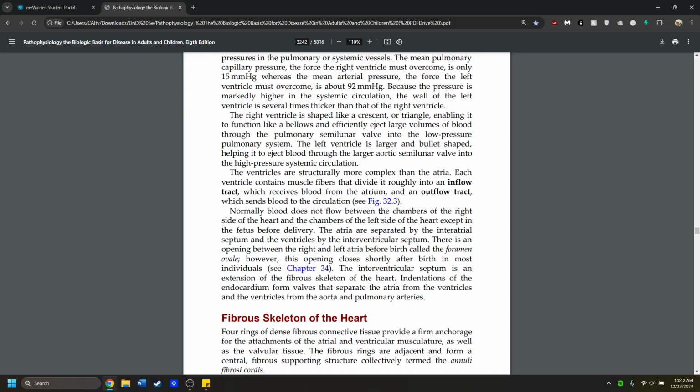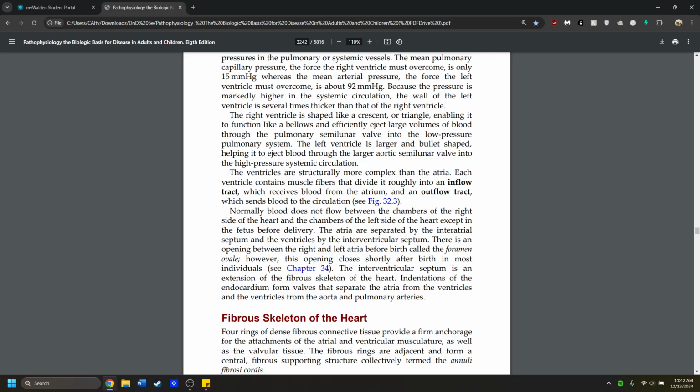The right ventricle is shaped like a crescent or a triangle, enabling it to function like a bellows and effectively eject large volumes of blood through the pulmonary semilunar valve into the low-pressure pulmonary system. The left ventricle is larger and bullet-shaped, helping it to eject blood through the larger aortic semilunar valve into the high-pressure systemic circulation.